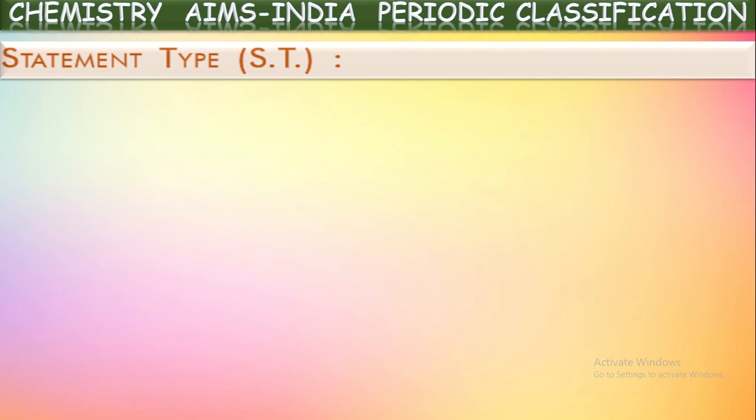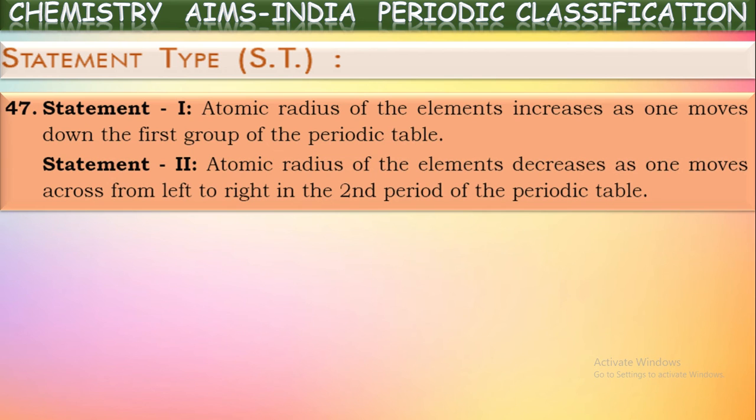Next, statement type questions. See the first statement given in the question. Atomic radius of the elements increases as one moves down the first group of the periodic table. So in a group from top to bottom, atomic radius decreases for the elements. Is it correct? Yes. Atomic radius increases. Yes, it is correct.